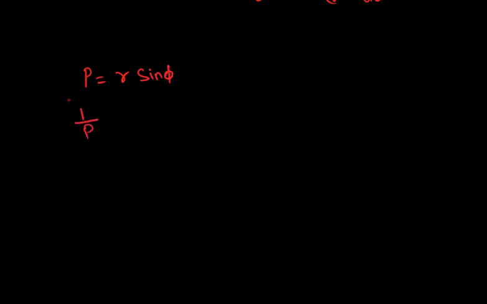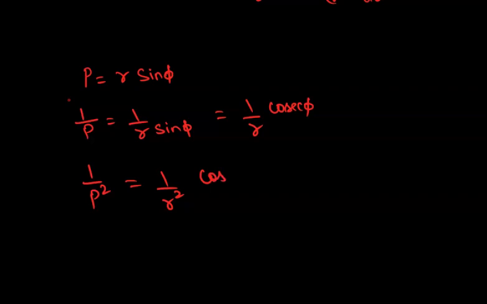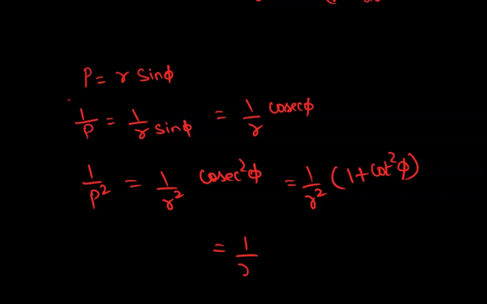So what is 1 by p? 1 by r sin phi, which is nothing but 1 by r cosecant phi. So what is 1 by p square? 1 by r square cosecant square phi, which we can write as 1 by r square into 1 plus cot square phi. So already we got tan phi. From tan phi we have derived cot phi, which is nothing but 1 by r dr by d theta, and since it's cot square I will write it whole square.